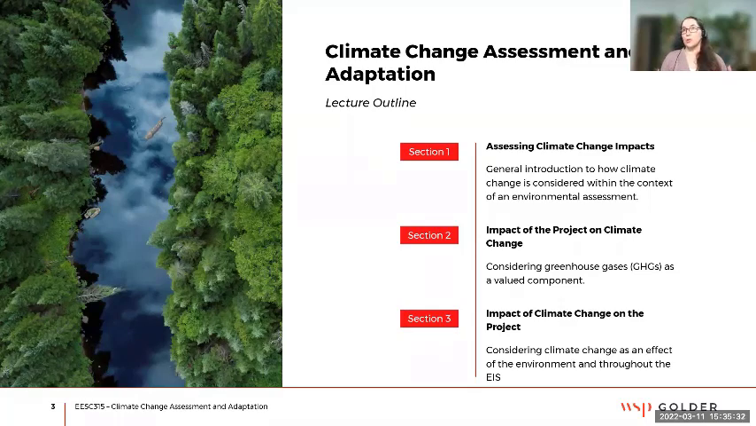We also have section 2 where I'm looking at the impact of the project on climate change. So here we're going to talk about greenhouse gases, and then we'll flip and we'll talk about the impact of climate change on the project, which is thinking about how you incorporate climate change through the effects assessment and all through the EIS. So what I'll try and do is pause after each section to gather any questions. And then of course, we can also address anything at the end.